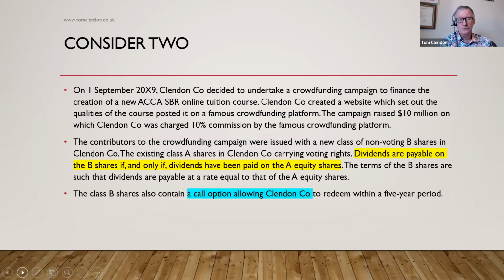Call option. Does Clendon have to redeem the shares? Yes or no? Does Clendon have an obligation to redeem the shares? Yes or no? Can the shareholders force Clendon to redeem the shares? Yes or no?